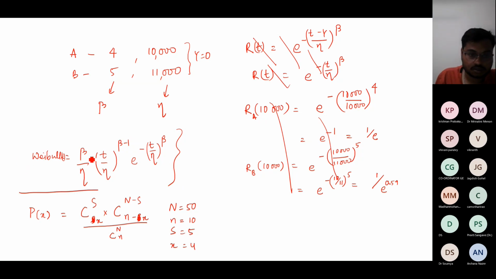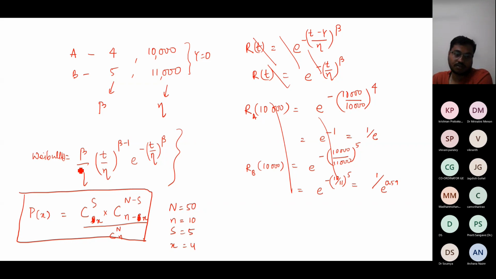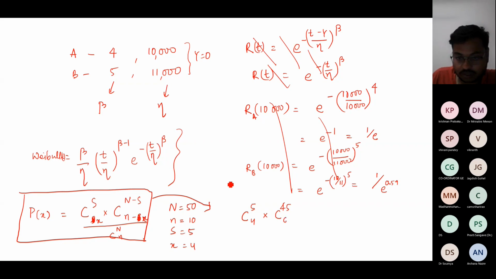Yeah, so the formula here is this for hypergeometric distribution. So probability of X is given by C of capital S by small x into C of capital N minus S by small n minus small x divided by C of capital N by small n. We are given these values: capital N is 50, small n is 10, capital S is 5, and X is 4. So to calculate, we just put all these values. C of 5 by 4 into C of capital N minus S is 45, n minus x is 6, divided by C of 50, 10.